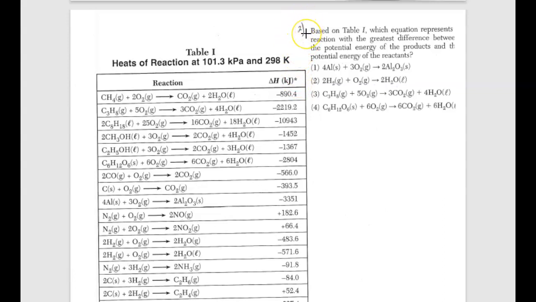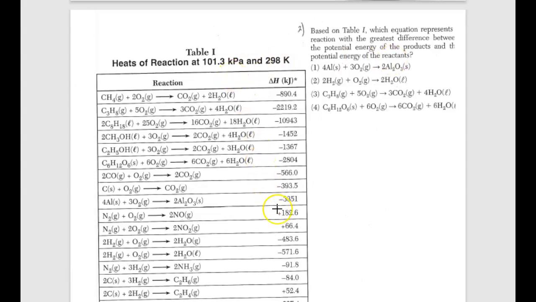I know it says number 2, it's really number 1. My numbering system, I guess, wasn't so great, but you're told to go to table I, and you're asked which equation represents a reaction with the greatest difference between the potential energy of the products and the potential energy of the reactants. In other words, which one is going to give us the highest value?